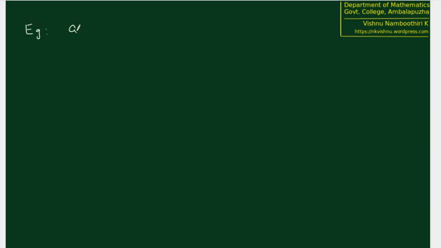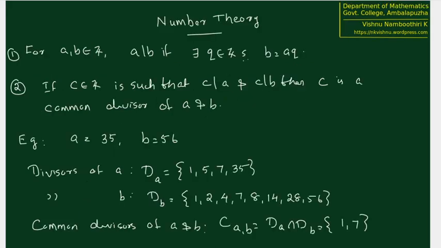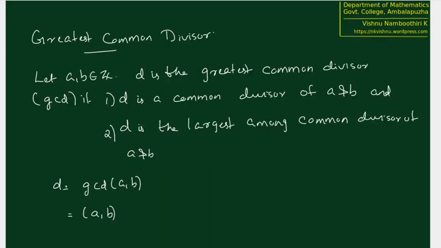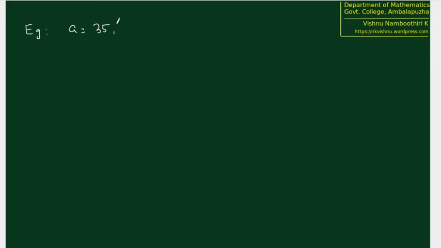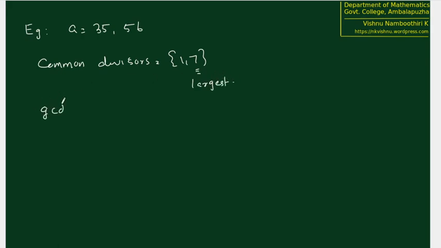We have already seen that A is equal to 35, B is equal to 56. Then common divisors, we found to be 1, 7. And what is the largest in this? This is the largest. So GCD of 35, 56 is 7.